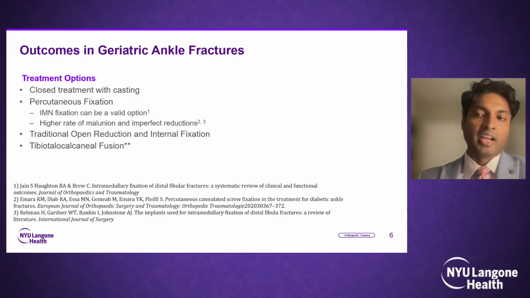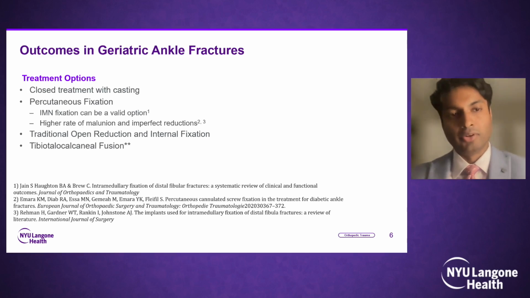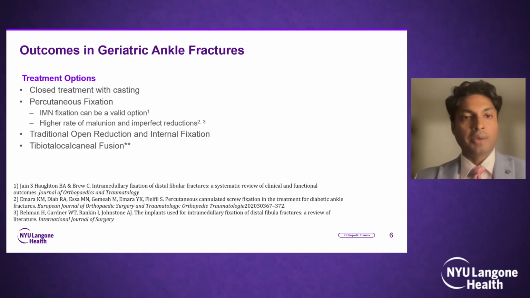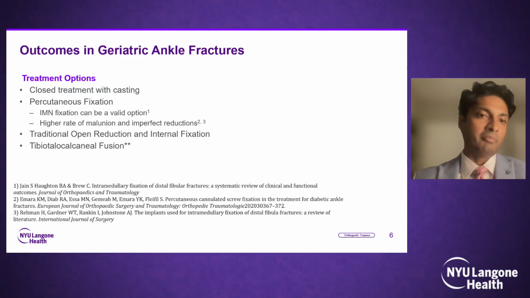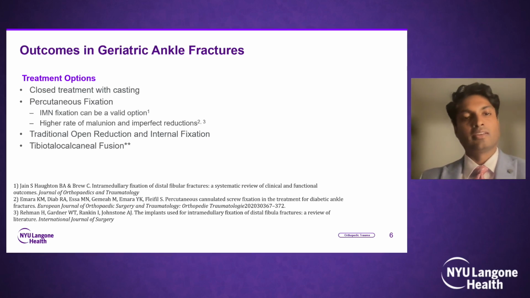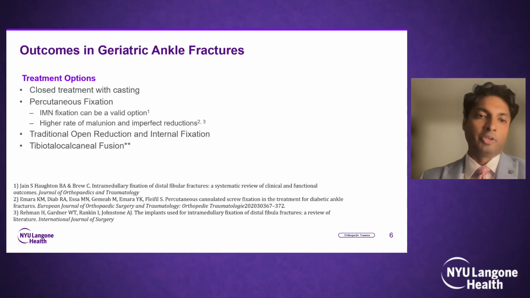Let's go over percutaneous fixation. So IM fixation, whether it's with a screw or fabricated fibular nails, is a good option. Ultimately, you're going to have malunions and imperfect reductions, right? Because if you're not making a direct approach and clamping the fracture, you're going to have some degree of malreduction. But overall, the goal is to have a stable ankle mortise, which can be done this way.